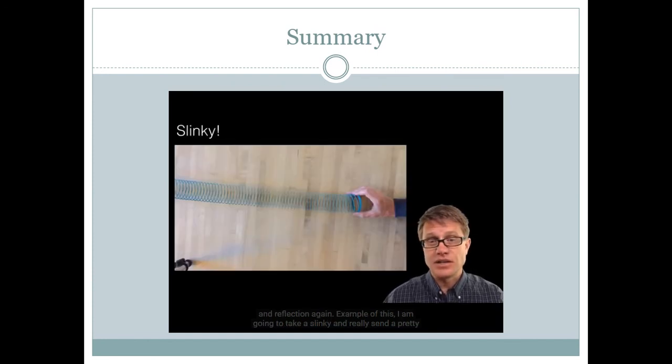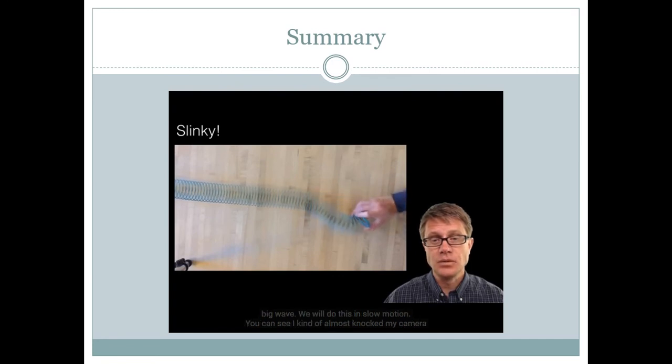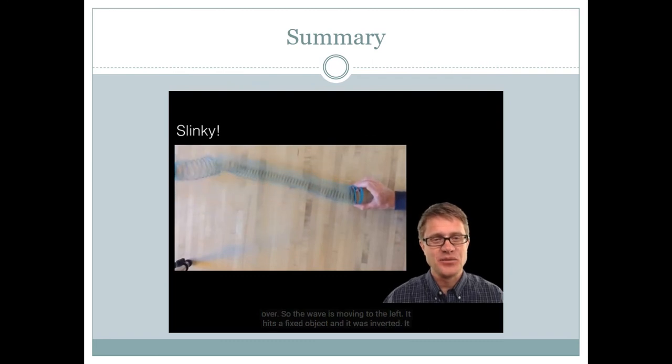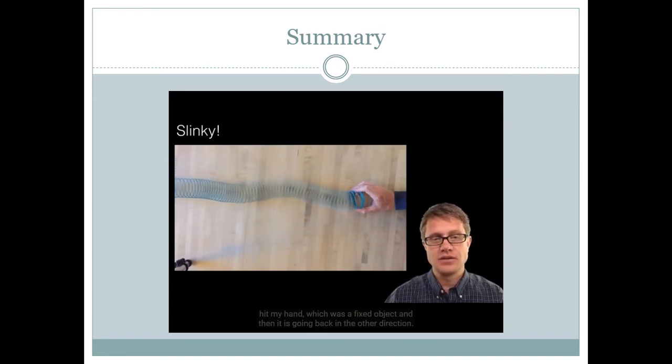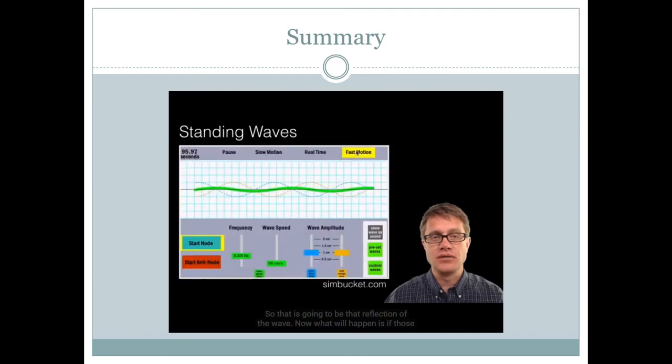As an example of this, I'm going to take a slinky and send a pretty big wave. We'll do this in slow motion. You can see I almost knocked my camera over. The wave is moving to the left. It hits a fixed object and it was inverted. It hit my hand, which is a fixed object, and then it's going back in the other direction. So that's going to be that reflection of the wave.